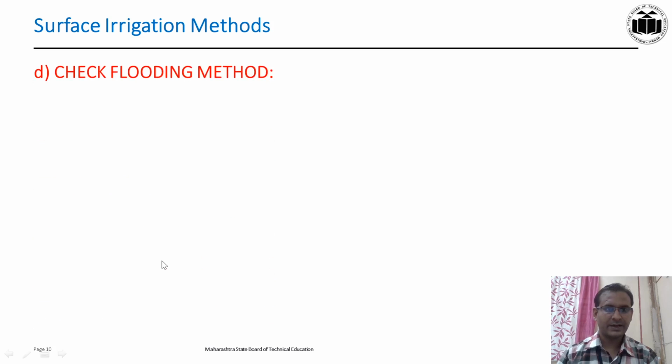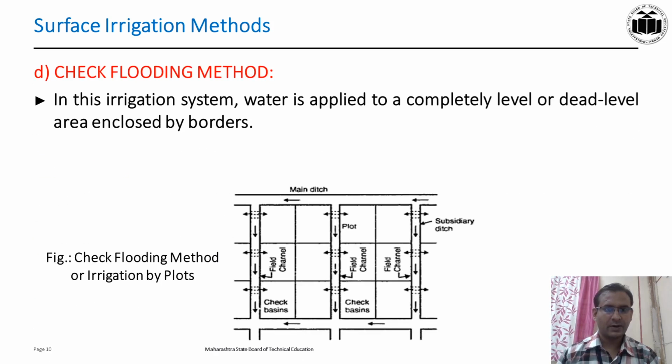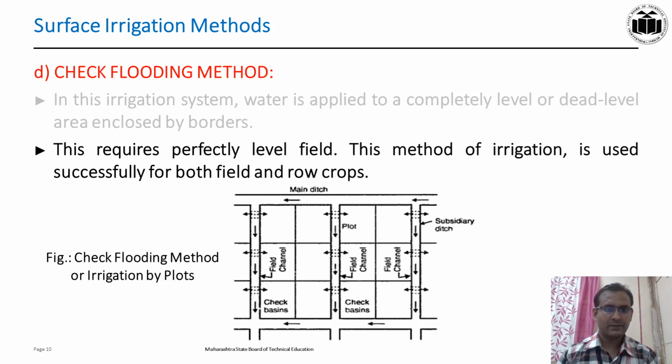Next method, that is the check flooding method. In this method, the water is applied to a completely level or a dead level area enclosed by borders. This requires a perfectly level field. This method of irrigation is used successfully for both field and row crops. So here you can see in the diagram, the field is surrounded by ditches, field ditches or the field channels from where the water is applied to the crops.